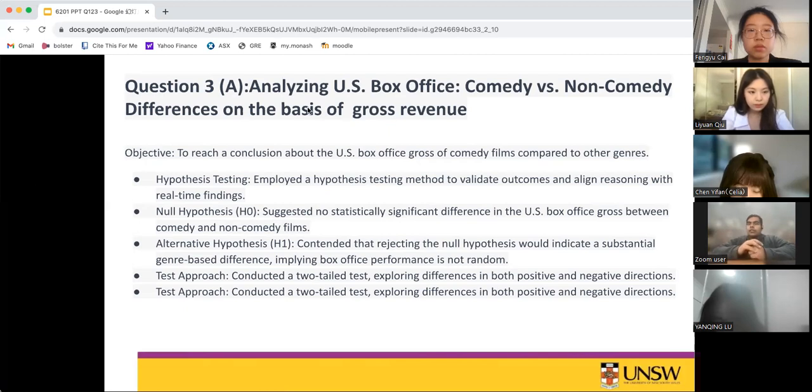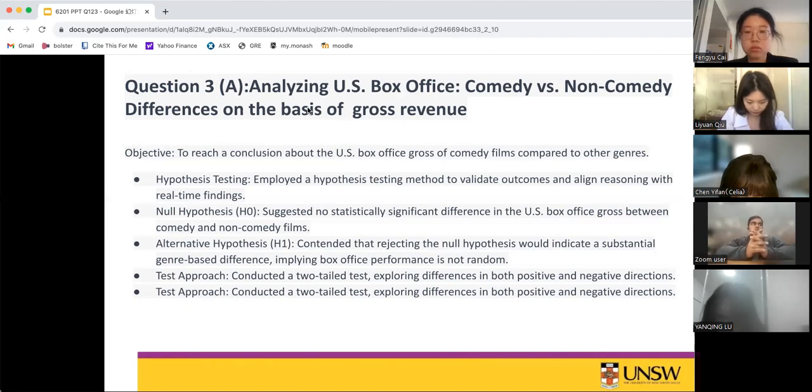Hi everyone, my name is Harshit and I'll be discussing analyzing the US box office collection, comedy versus non-comedy, differences on the basis of gross revenue. In order to reach a conclusion on our specific inquiry, we employed a hypothesis testing method to validate favorable outcomes and align our reasoning with real-time findings.